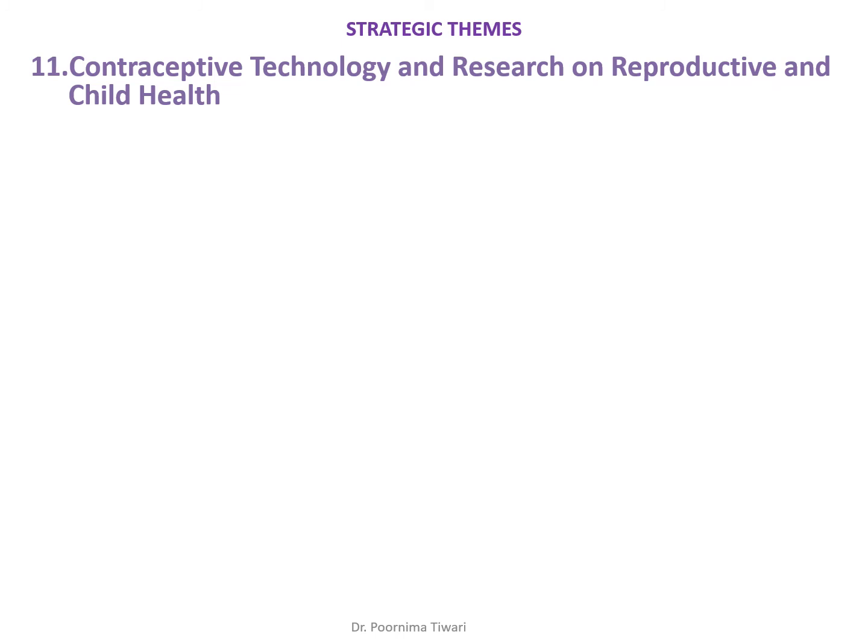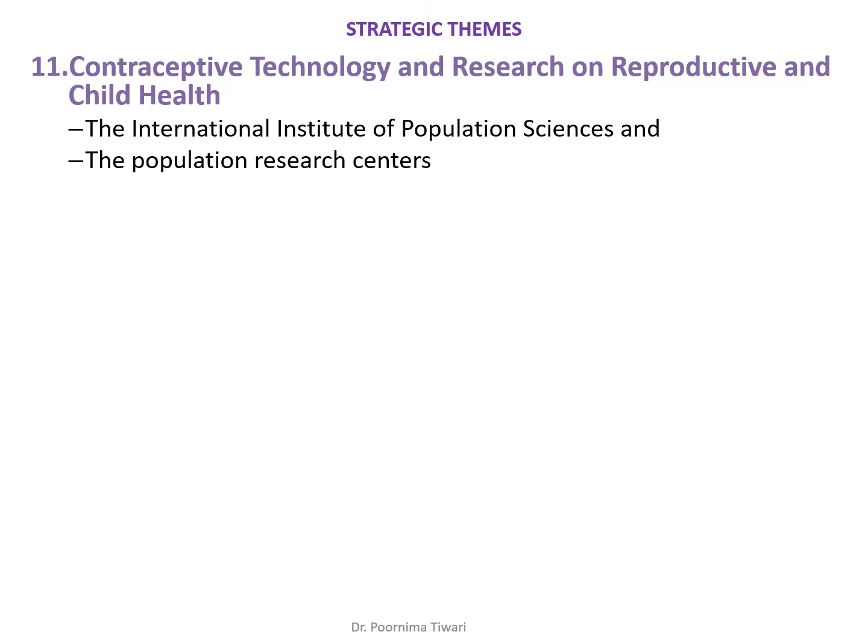Second is research on methods of communication so as to improve contraceptive acceptance, especially among men, and research to see how many people are accepting contraceptives and how many are reluctant. So, both technology research and operational research to be encouraged. For this, we have the International Institute of Population Sciences and the Population Research Centers.